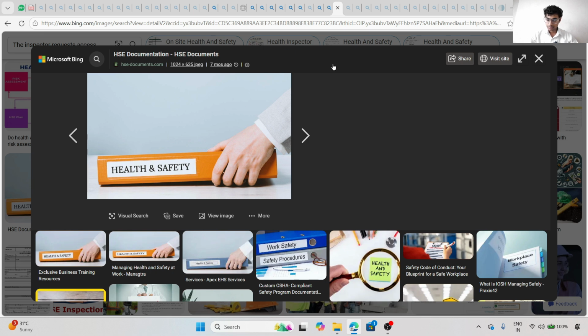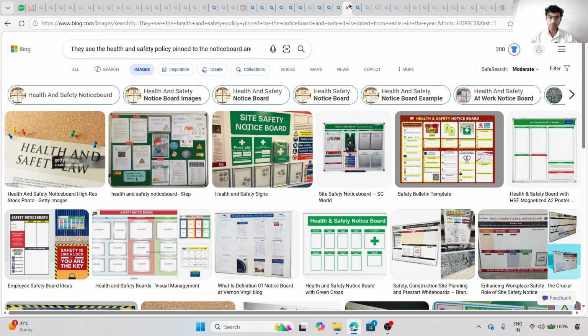Then the inspector sees that the health and safety policy is pinned on the notice board, and he notes that it is dated from earlier in the year. So that was a good sign. The store manager also said to the inspector that the policy is shared with all the workers during their induction. When they come in, it is shared with them.